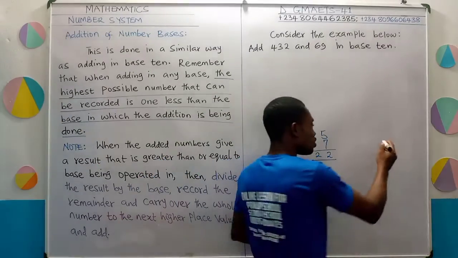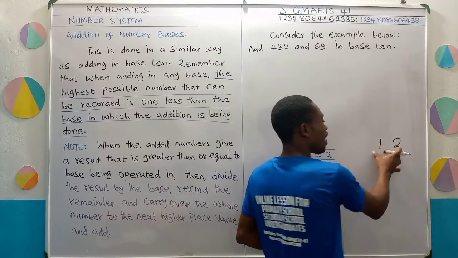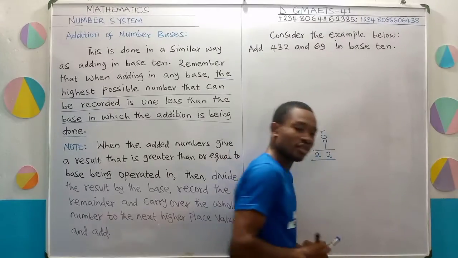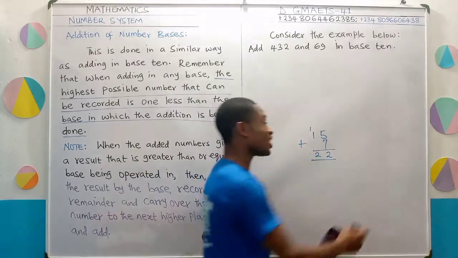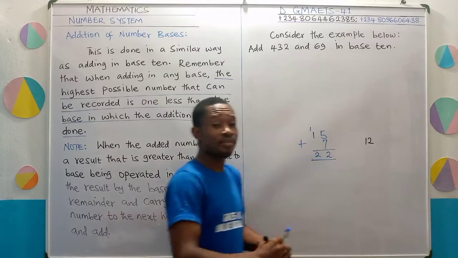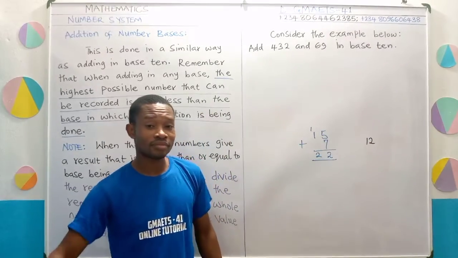I cannot record that 12. I can't record that 12. Is that okay? It's not allowed because 12 is greater than the base I am working in.